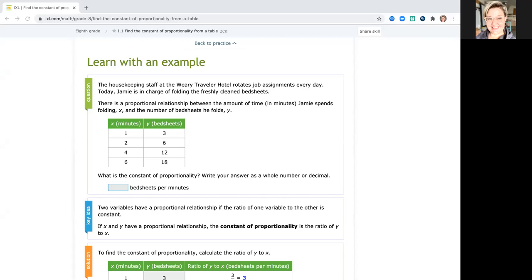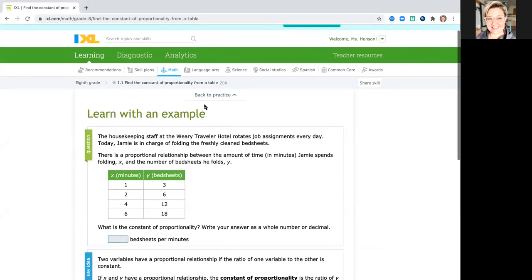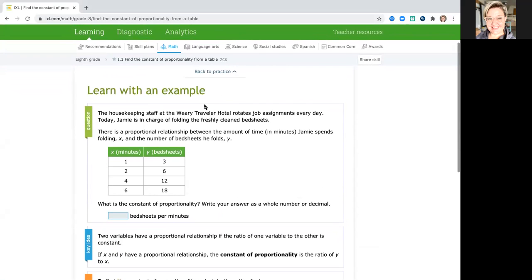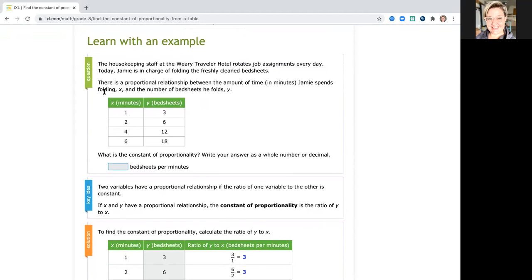So we're going to look at section 1 first, I1, and the title of this section is Find the Constant of Proportionality from a Table. So we are here in IXL. To get to a page like this, when you first start a unit, if you remember, you get to your first question in the unit, and you can click on Learn with Example. So anytime you're starting something and you're not sure how to do it, this is a great way to go back and review. You're going to get a question like this.